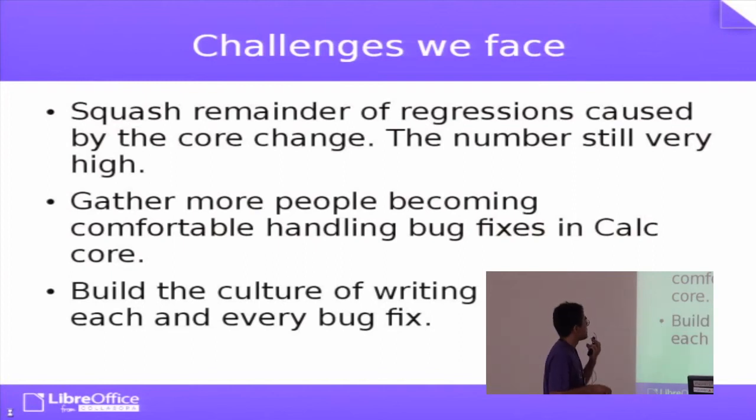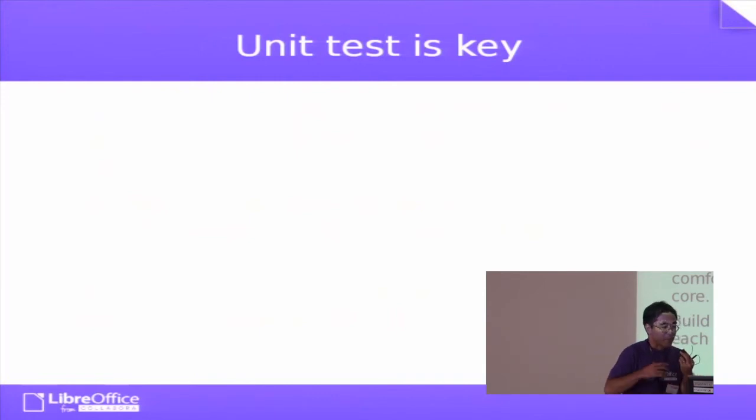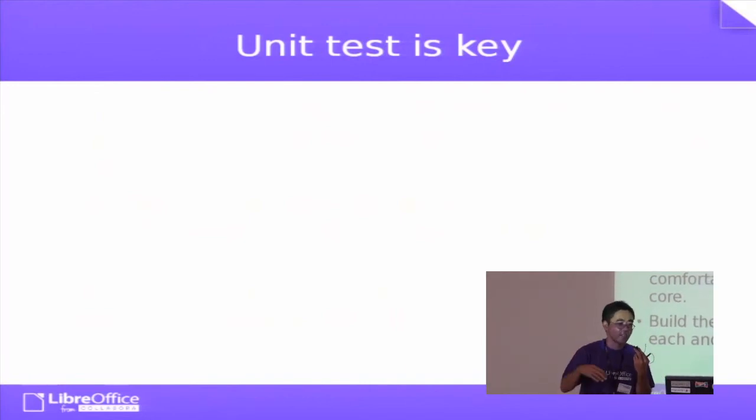And the third challenge is basically to build the culture of writing unit tests for each and every bug fix, not just some bug fixes. If you fix a bug, write a test for it. If you implement a feature, write a whole bunch of tests for it so that you know they don't break. And we need to build this culture to basically make it common. I don't want to say requirement, but if you fix a bug, the bug fix won't finish until you write a test. So let's promote that kind of thinking inside the project is what I'm trying to tell here.